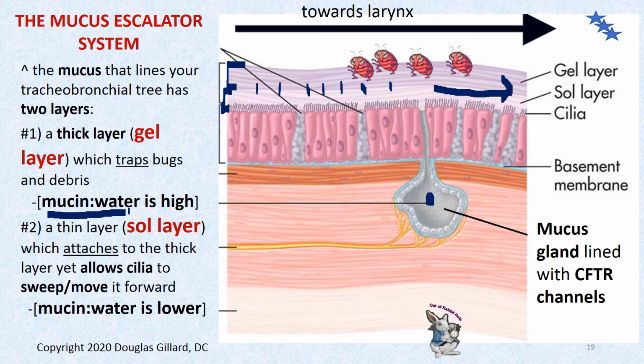It should normally be high, and the mucin to water ratio in the sol layer should be lower. So in people with cystic fibrosis, the sol layer is affected. The mucin to water ratio is way too high. In fact, it might be the same as the gel layer, and that's no good, because if this is too thick with mucus, it can't sweep anywhere, and it just sits here, and it builds up, and it even gets thicker as more and more of this mucin comes out, and it starts to narrow the airway.